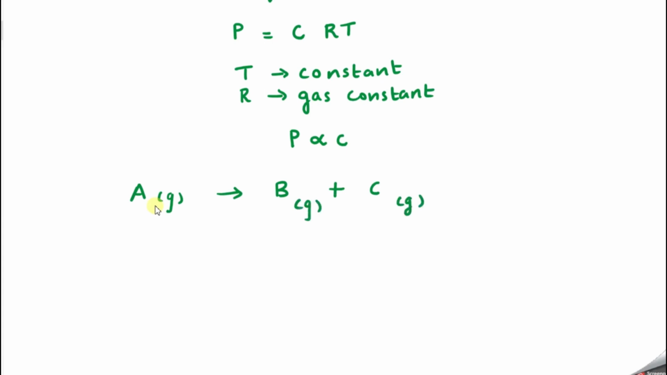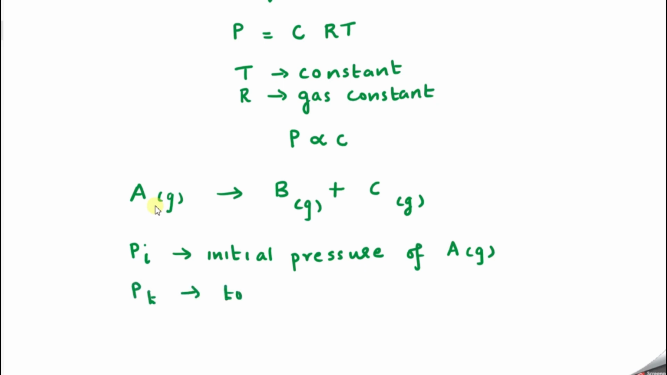So let us assume Pi is the initial pressure. That means when you are taking the reactant, the initial pressure of the medium is Pi. Pi being the initial pressure means initially only reactant A is there, so it is the initial pressure of A. Only reactant is there. And let PT be the total pressure. PT represents the total pressure, maybe at time t.